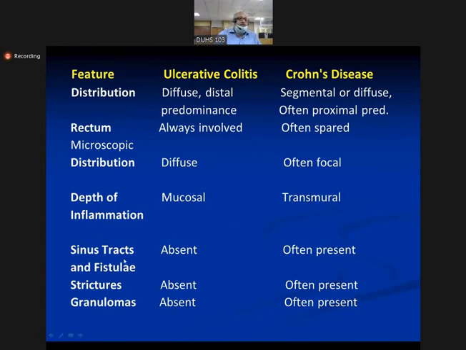Similarly, these complications, this is sinus tract, fistula and stricture, they are absent in ulcerative colitis, but they are present in Crohn's disease because of transmural inflammation. Okay. So we discussed it all, but this slide is important. Again, you may find it in your textbook.